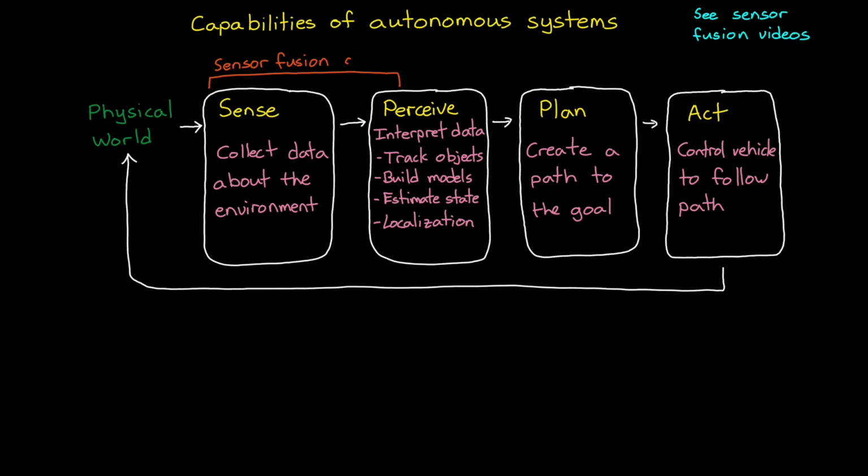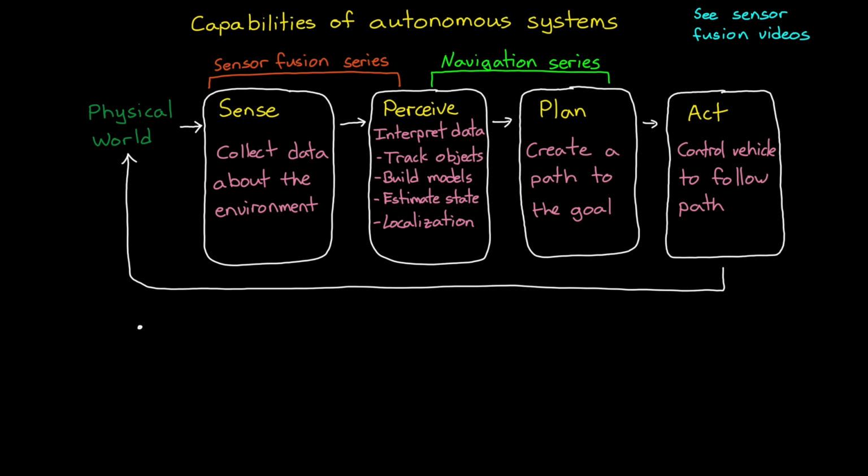Now, in the sensor fusion video, we talked about how sensor fusion and tracking straddled the sense and perceive steps. And while sensor fusion and tracking are absolutely necessary parts of autonomous navigation, in this series, we're going to focus our attention on other algorithms within the perceive step and on the planning step.